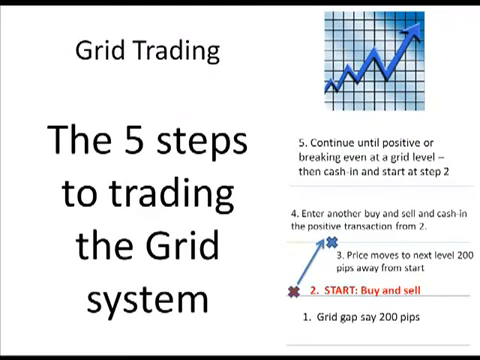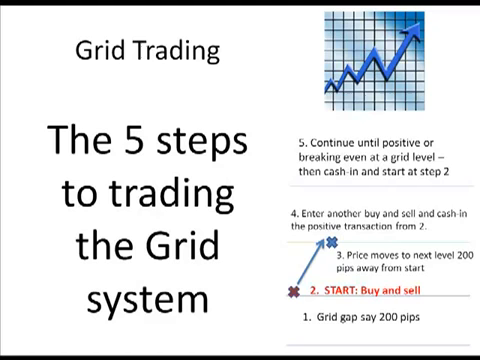There are 5 steps to trading the grid system. Firstly, as step 1, the grid system requires you to establish a grid size that you're going to be using for your trading, and in this example we're going to use 200 pips as a grid size. So the gaps between the grid lines is going to be 200 pips. Once you've established that, we'll go into how you establish that in later videos.